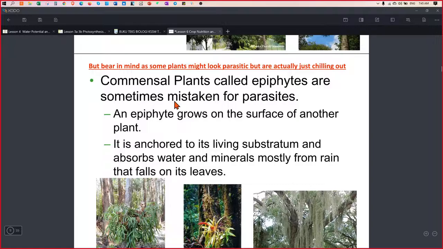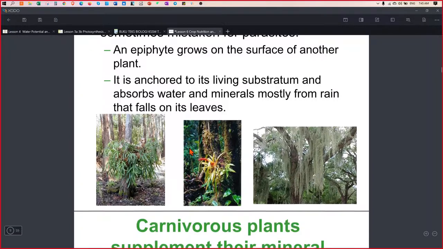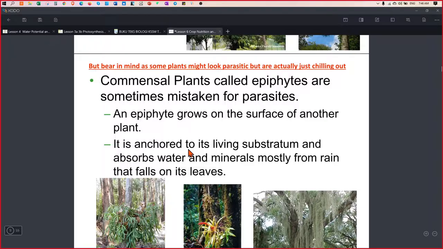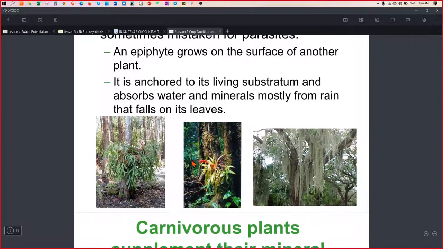Another thing that you need to bear in mind, just because the plants are living on another plant doesn't mean that they are parasitic. Sometimes there are epiphytes, okay? They just live there to support their growth needs. They are not parasitic, okay? And we have loads of them as well. They live symbiotically sometimes, or mutually sometimes, or commensally sometimes with the host plant.